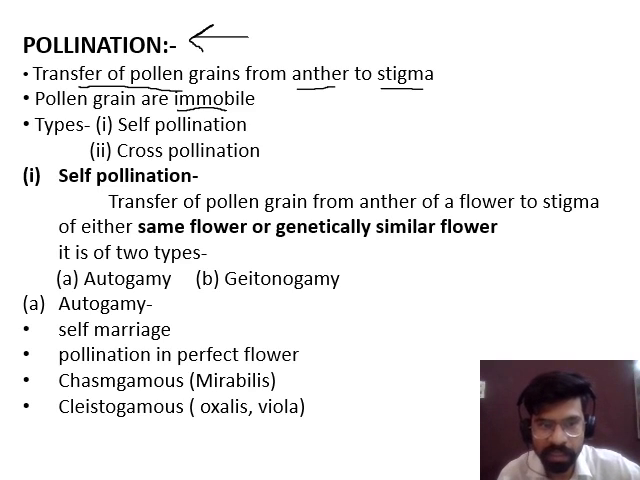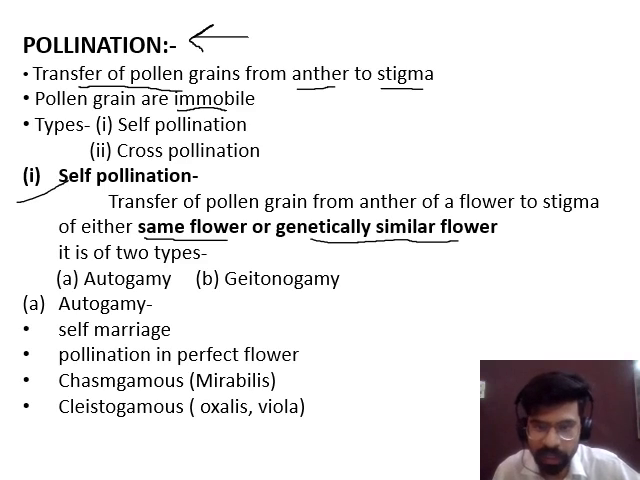So first is self pollination. Self means same. So the definition will remain the same, and the changes are only in this dark colored area. The transfer of pollen grain from anther to stigma of either the same flower or a genetically similar flower.